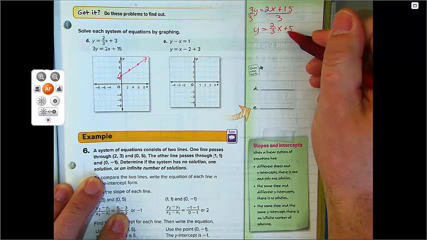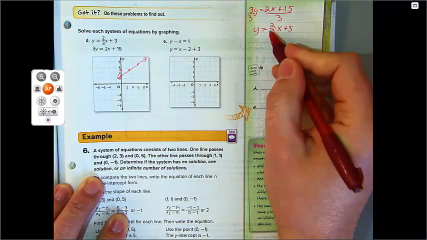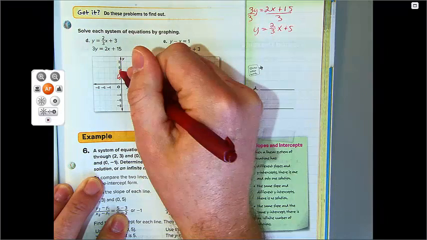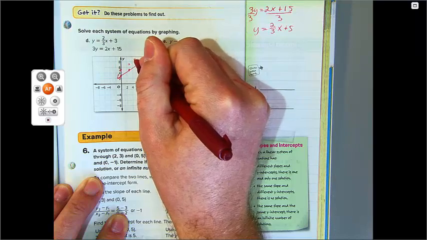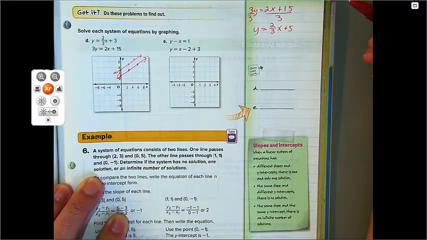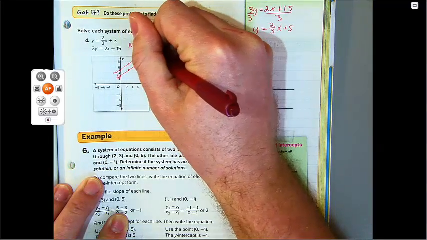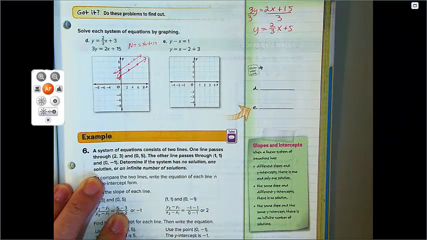Then we're going to graph this one. We start at 5, a y-intercept of 5. So here's 5. Now what do you notice right away? We have the same slope, up 2 over 3. They have the same slope, different y-intercepts. So, no solution. They're parallel. They'll never run into each other.